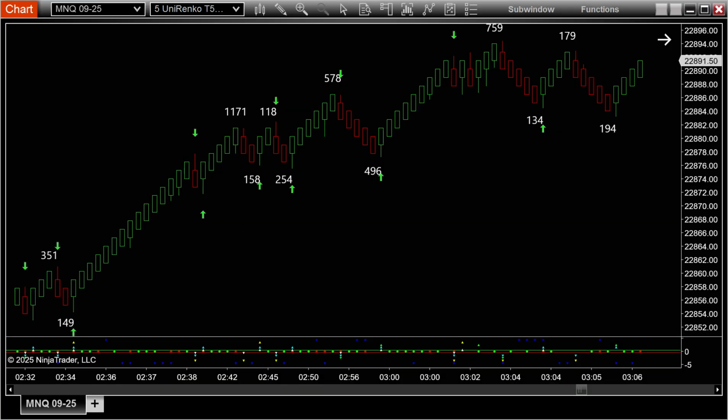Now let's talk about the rules. For a long setup, we need to have a swing low forming. The most recent swing high must break the previous swing high. The current swing low must not break below the previous swing low, and the current ratio must be above 100%. In easier terms, we have a break of structure, followed by a pullback. You can easily identify the swings by the numbers.